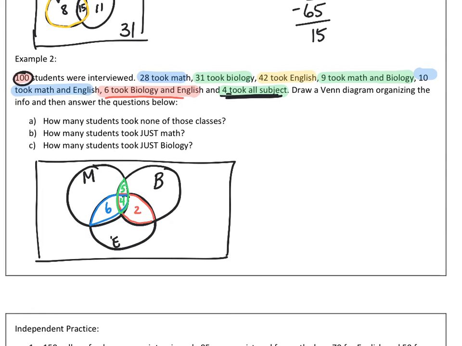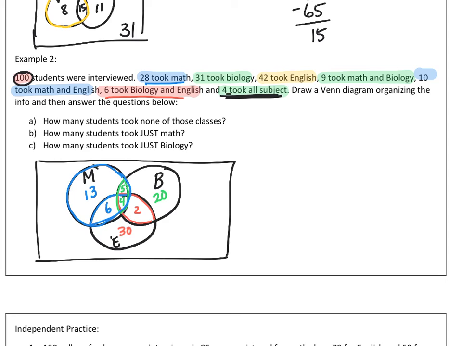Now I've got to fill in my whole overall math circle. There's got to be 28 in this whole math circle, right? So if I add up 6 and 4 is 10 and 5 is 15, so I've already got 15 accounted for in there, so that means I need 13 out here. My bio is 31 kids, so if I count up 5 and 4 is 9 and 2 is 11, and this whole circle has to add up to 31, so that means that I need 20 more out here in the bio circle. And then for my English, it says that 42 took English. So if I add up what I've got, 6 and 4 is 10 and 2 is 12. So I need another 30 in the English circle.